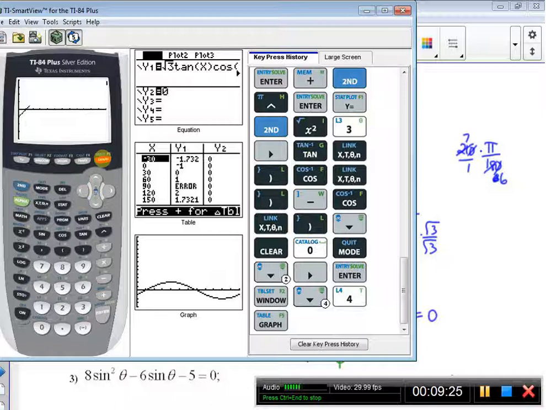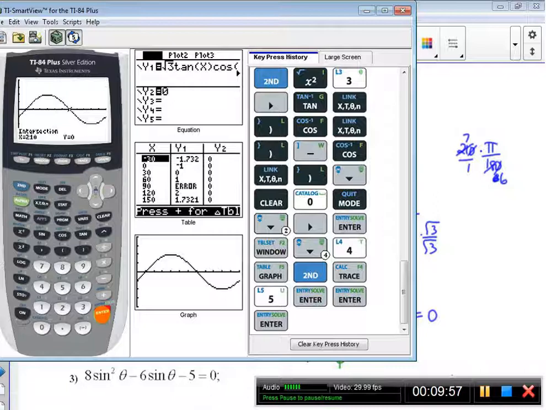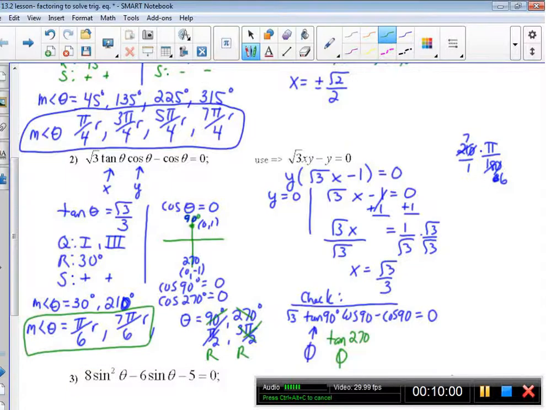Okay, and I'm just looking for where it intersects the x-axis, which is the 0 line. And if you notice, from 0 to 360, it only hits in 2 places. And I'm going by 30s, so it would be 30, 60, 90, 120, 150, 180. So 210 would be this one. The other one back there was 180. So, 30 and 210, second trace, if we do intersect, enter, enter, enter. It's going to take me to the 210 one. You can see the first one's 30. So it was correct for us to reject the 90 and 270.